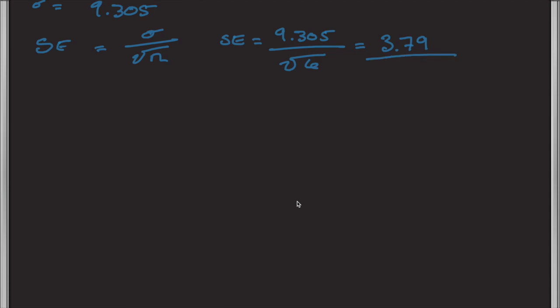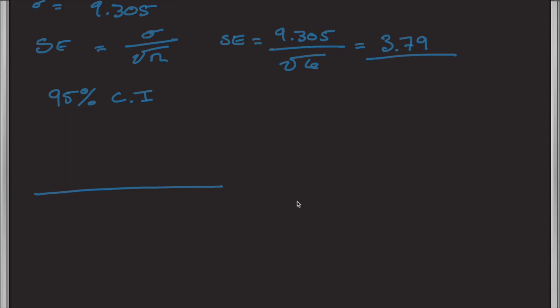The next bit is going to be to take that standard error information and use it to calculate our 95% confidence interval. So our 95% CI. What do we mean by a 95% confidence interval? Well, let's plot out this distribution.